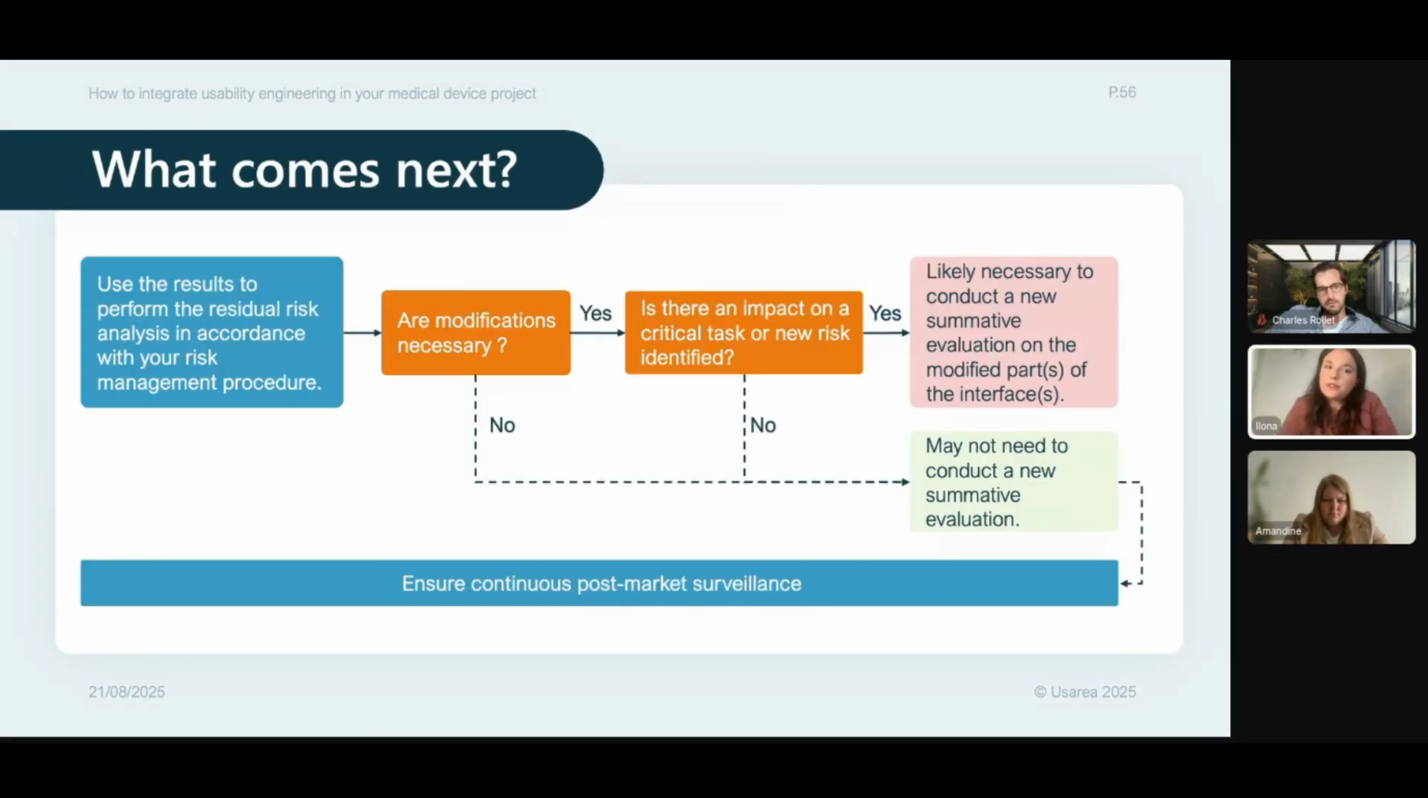And what comes next? After your summative evaluation, you will use the result to perform the residual risk analysis in accordance with your risk management procedure. And you're going to ask questions like, are there any modifications necessary? If yes, is there an impact on the critical task or a new risk identified? If yes, it will likely be necessary to conduct a new summative evaluation on the modified part of the device, not all the interface. If not, you may not need to conduct a new summative evaluation, but anyway, you will still need to answer continuous post-market surveillance.